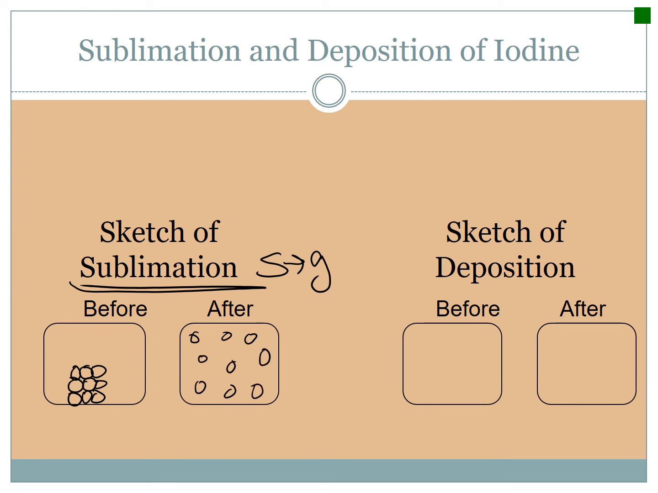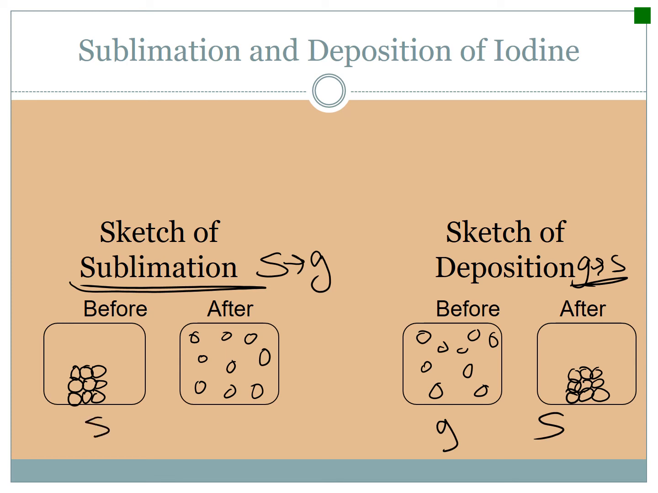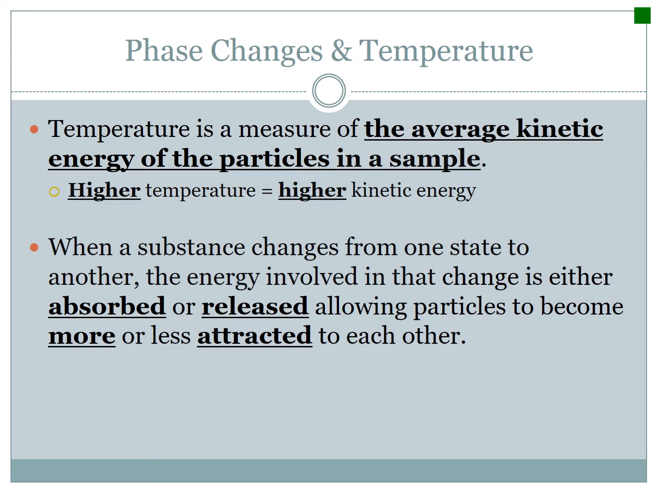Okay? And then deposition would be the opposite. Deposition is when you go from a gas straight to a solid. And so you go 1, 2, 3, 4, 5, 6, 7, 8, 9. And then let's make it a little bit more compact to 9. Okay, so here's my gas, here's my solid, here's my solid, here's my gas.